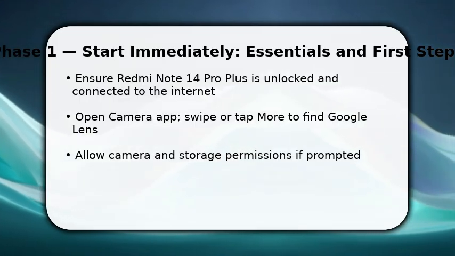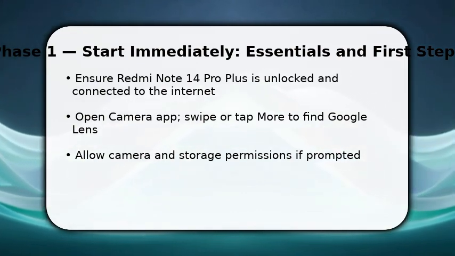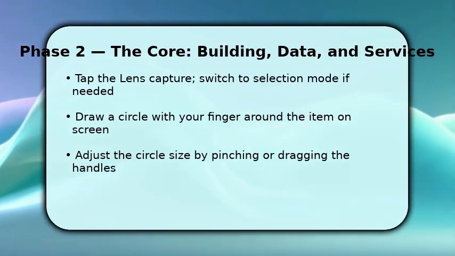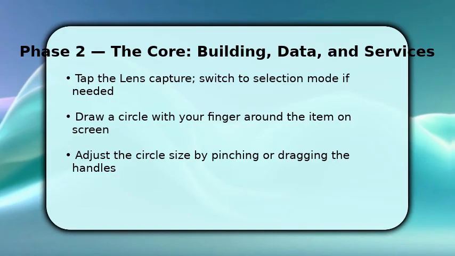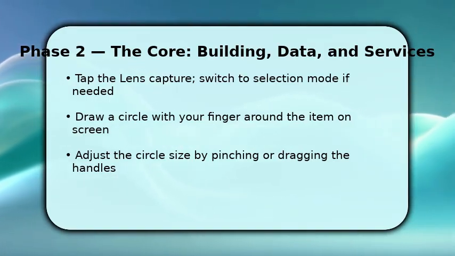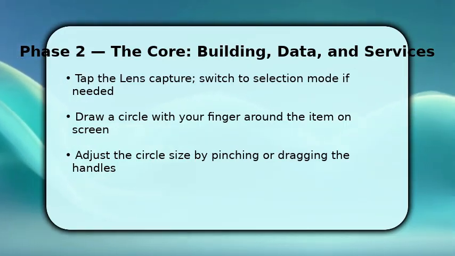to Live View. You now use the circle selection inside Google Lens to target the exact object. Tap the capture or selection icon, then draw a circle around the item you want to search. Be precise, because Lens analyzes only what's inside the circle. Pinch to resize or drag the handles to refine the edges. This improves accuracy. Once the circle tightly frames the subject, tap Search.